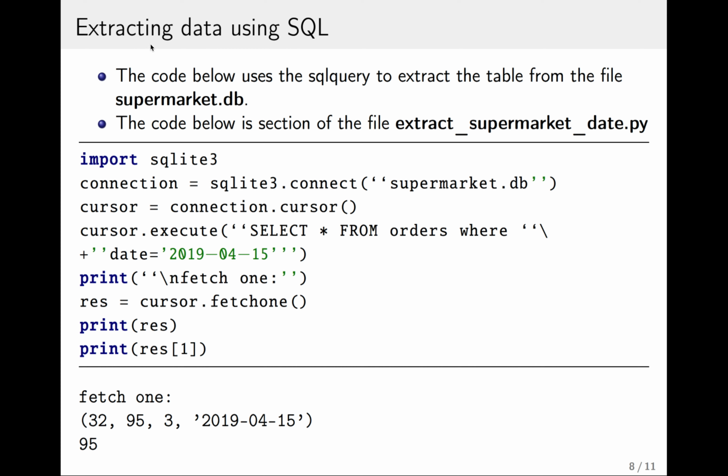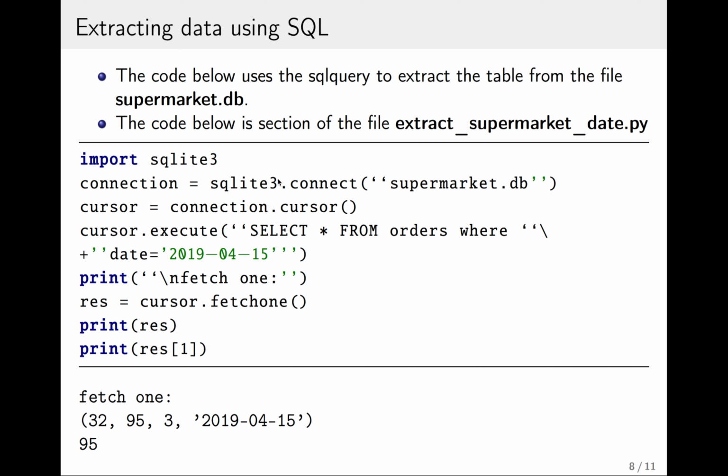Okay, so here's the same example, extracted data using SQL. This time we're going to use Python to read this supermarket.db, which is a SQLite file. It has a database in this file. This will be on the file system. And this script is part of extract supermarket_date.py. So it's the same idea here.